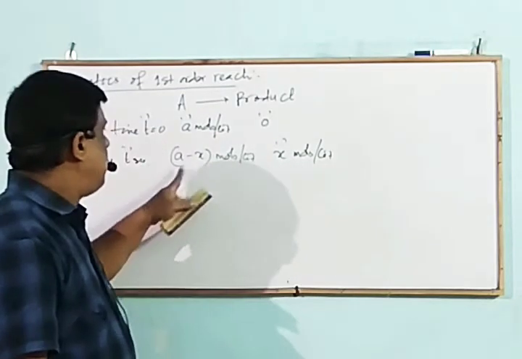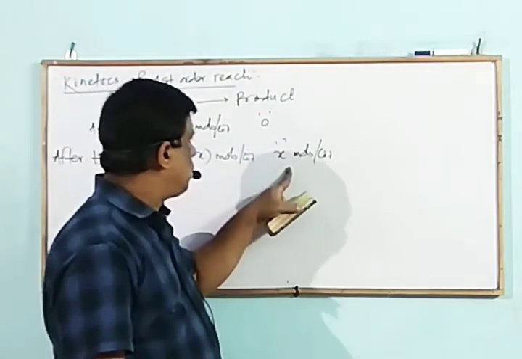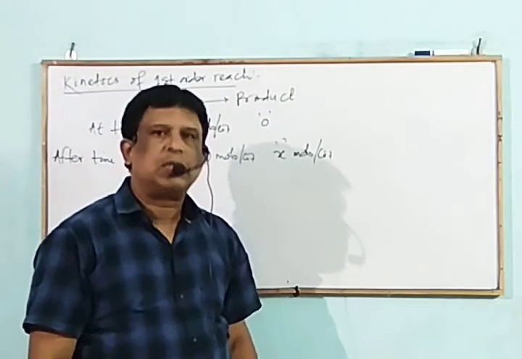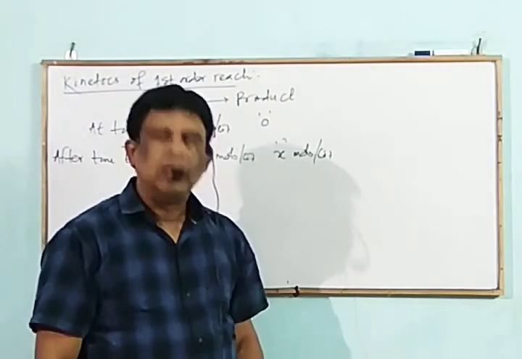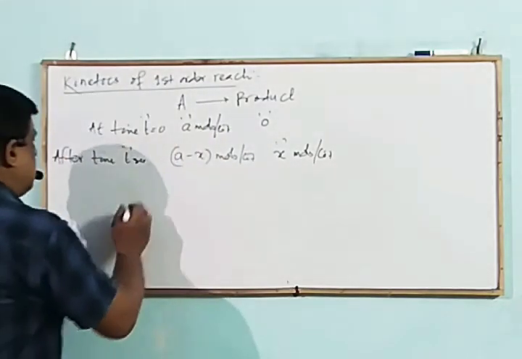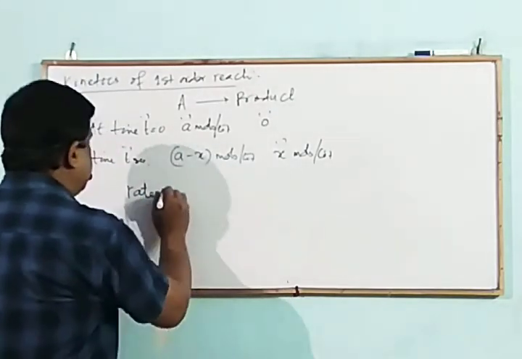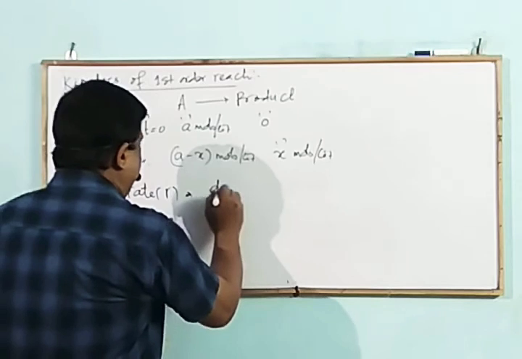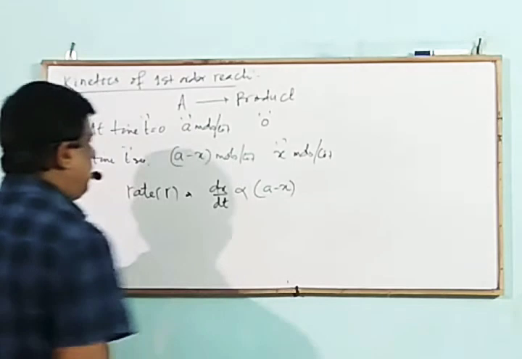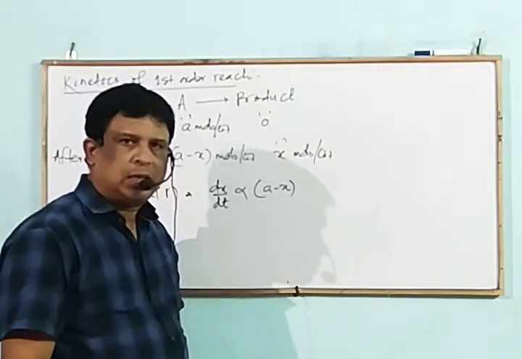So what is left? A minus x moles per liter, and that decomposed loss is transferred to the product side, and at that time the concentration of product is x moles per liter. Then according to first order kinetics, the rate, that is dx by dt, is directly proportional to what is left after time t, that is dx by dt proportional to a minus x.